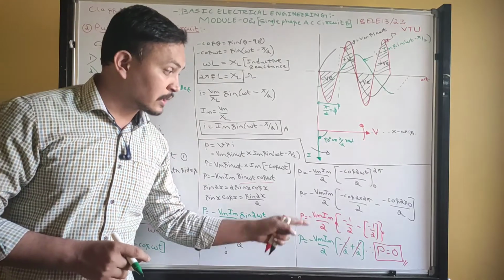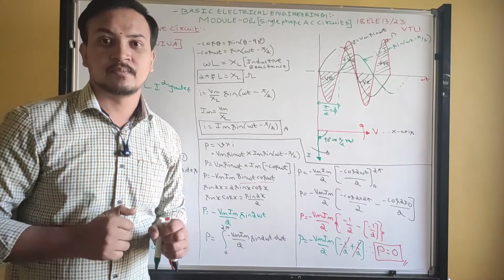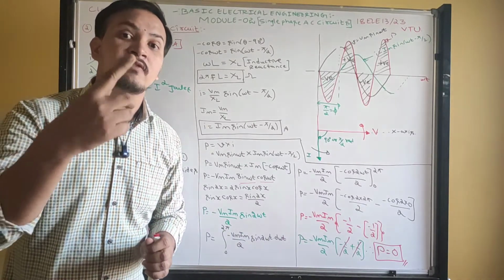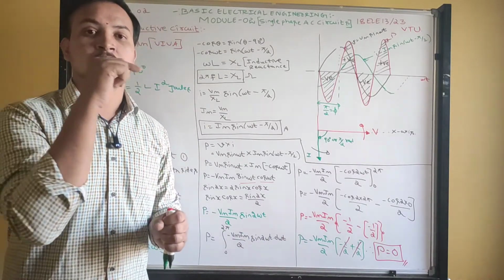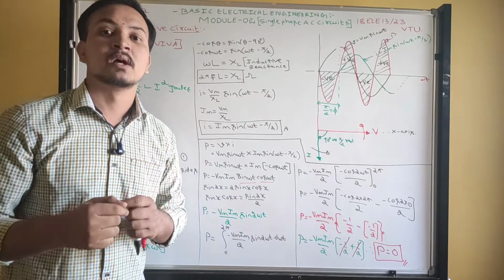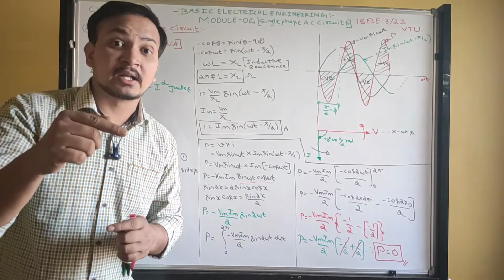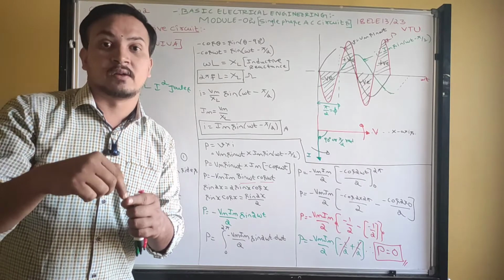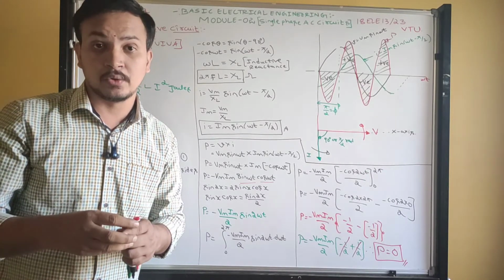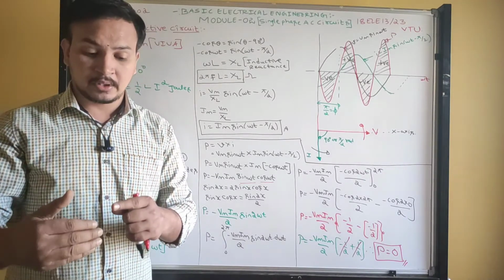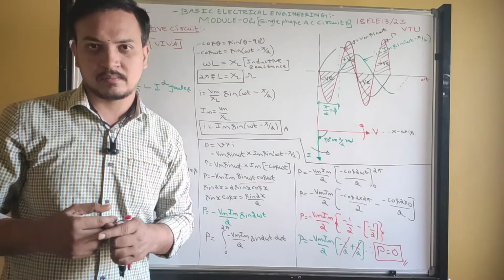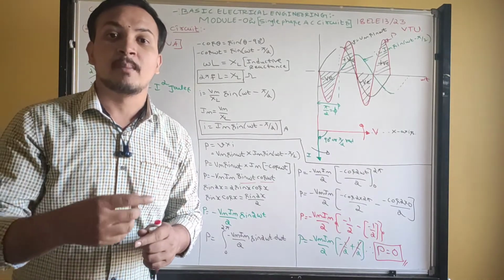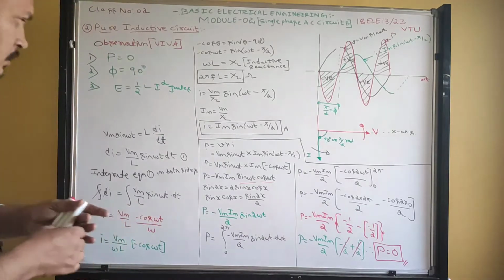Guys, energy is equal to power into time. Sir, we have power is equal to 0, then how come energy? See, energy will be there in the form of magnetic field. Whenever current flows through the coil, around the coil magnetic field is created. That magnetic field will cut the coil itself, and hence EMF will be induced, which is equal to the voltage applied across the inductor. It stores energy in the form of magnetic field. Okay, got it?